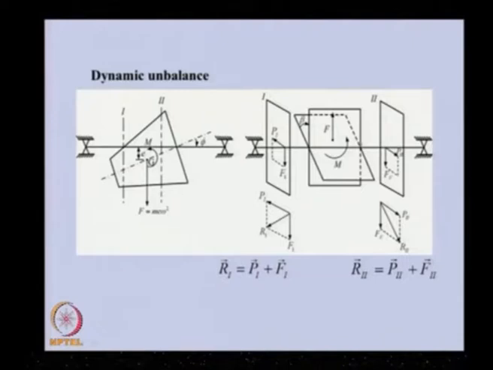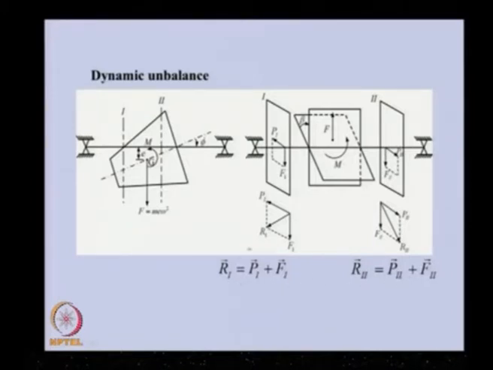Now, you can see that in this plane we have F1 and P1 to balance the force and couple which are in different planes. Similarly, here we have F2 and P2 to balance the couple and force which are in different planes. To balance the whole system, we need to find the resultant of these. This is the resultant R1, which is the resultant of P1 and F1, and resultant R2, which is the resultant of F2 and P2.